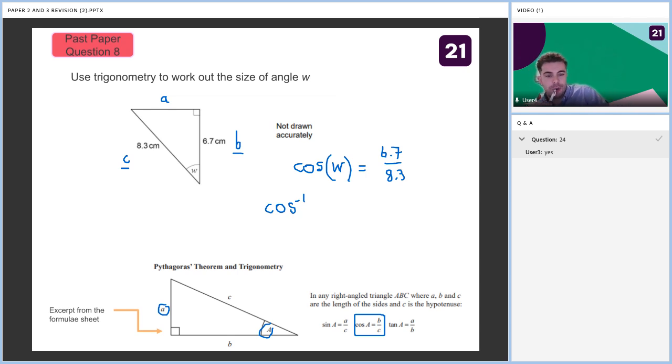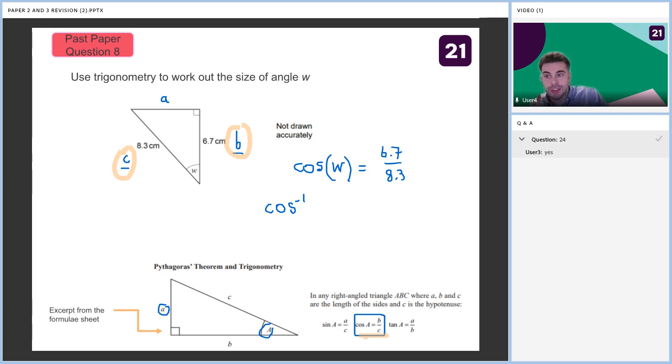Just a quick question in the Q&A pod here. How do you know if we use sine, cos, or tan? It's all to do with the lengths that you are given in the question. You can see at the bottom here, the reason we used cos was because I was given B and C, and cos is the formula that uses B and C.